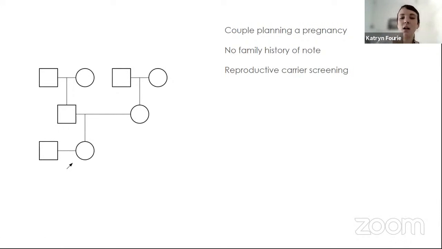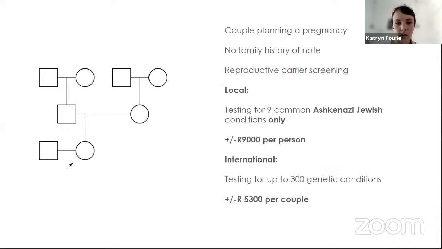I'll continue my story. Generally, what we have available locally is focused at a specific population group. So we've got testing for the Ashkenazi Jewish population. And the reason for that is we know that they are generally a high-risk population for a number of genetic conditions, so that can be accessed as a panel. There we go.